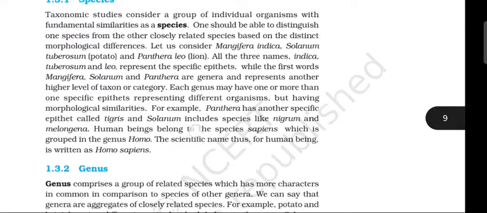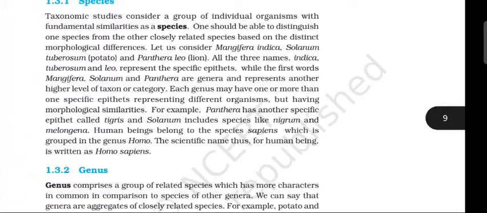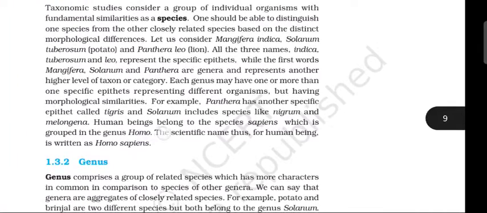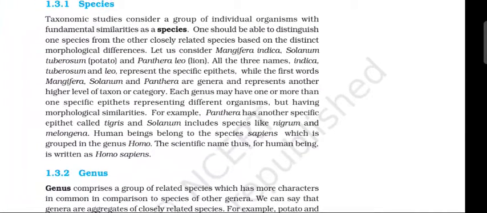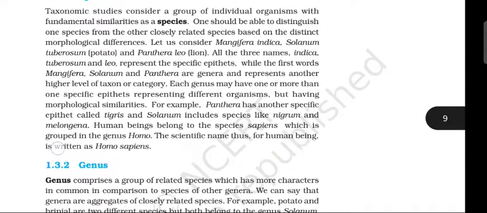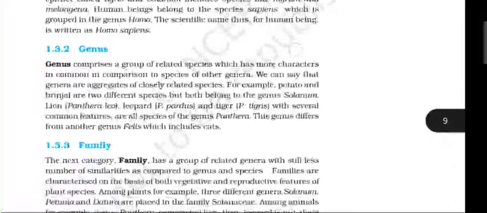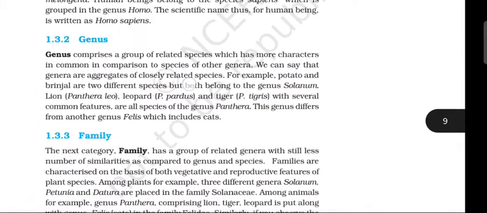Human beings belong to the species sapiens, which is grouped in the genus Homo. The scientific name for human beings is thus written as Homo sapiens.